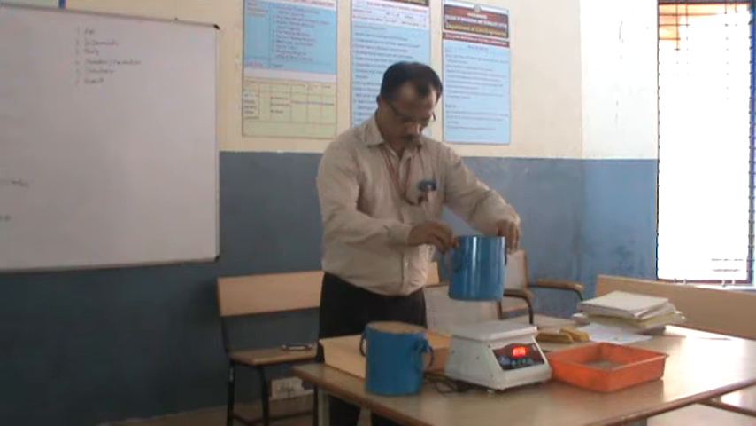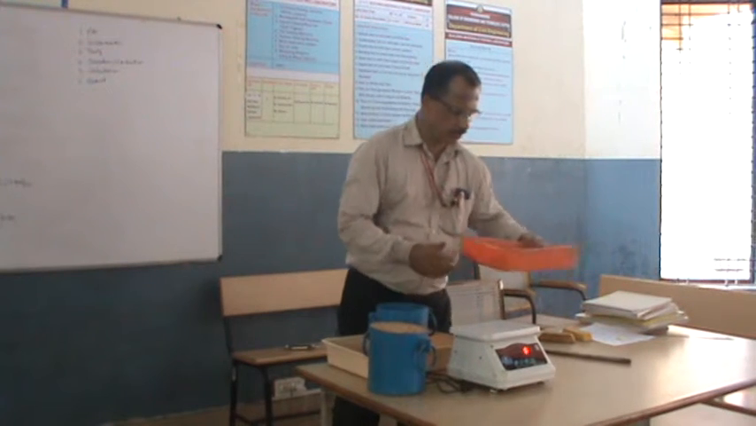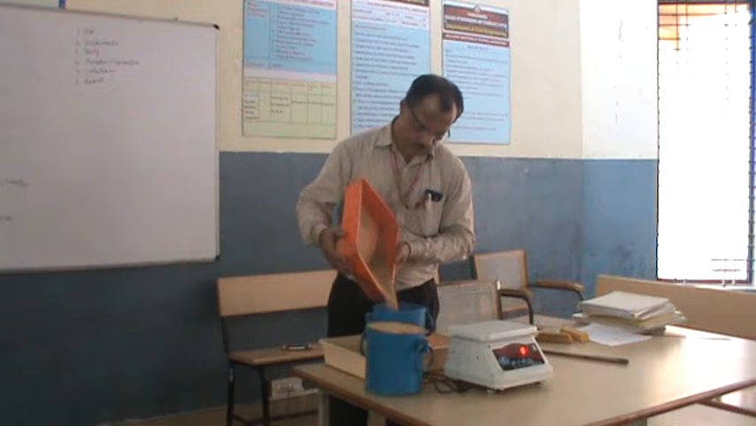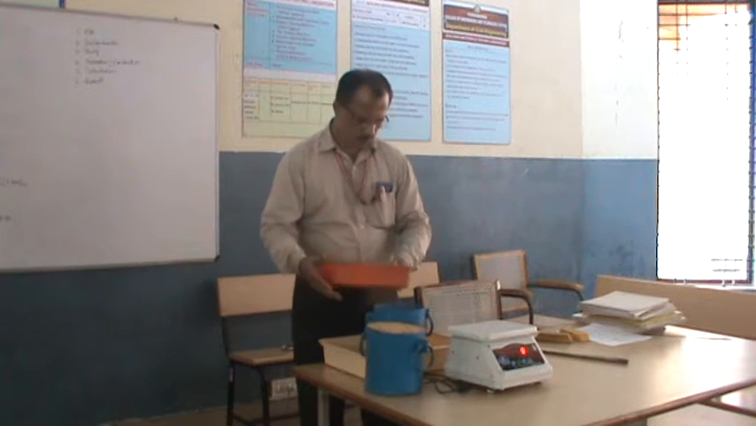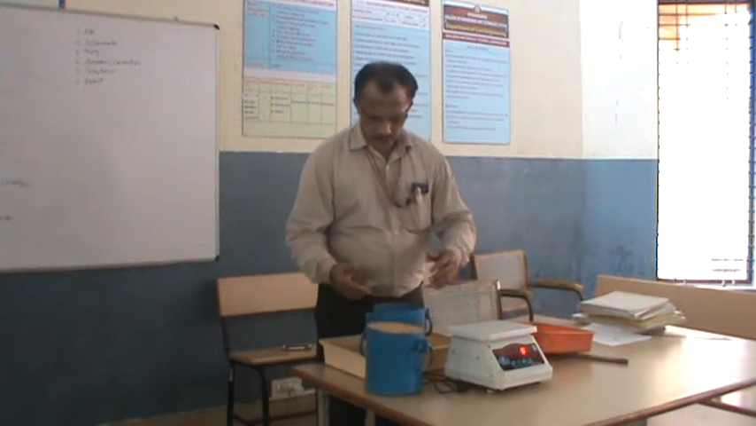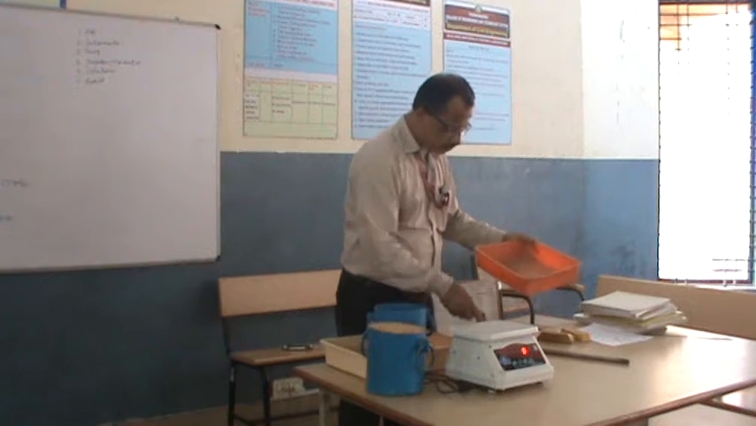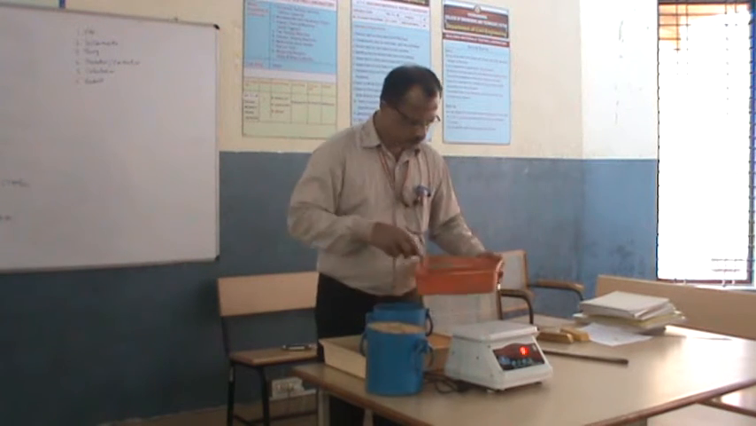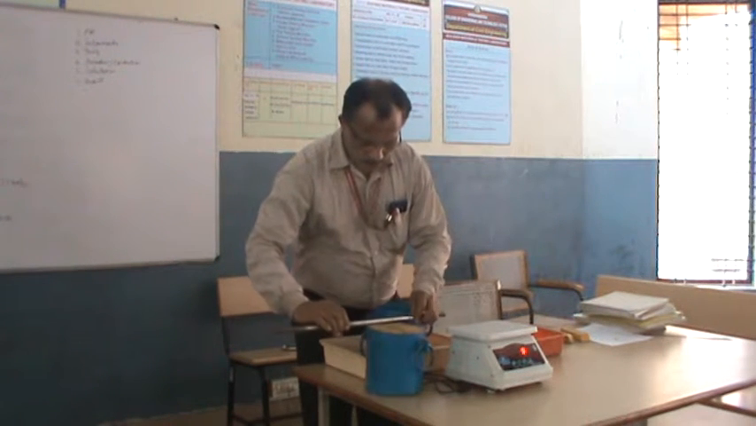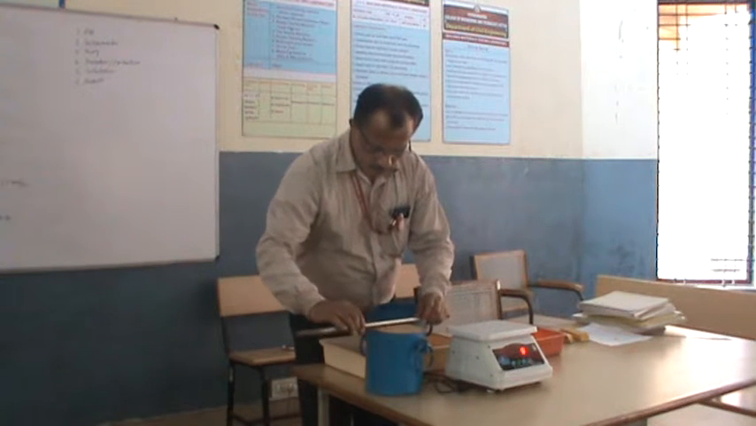Next, for the loose state, the sand is filled in the cylinder with free fall like this. It is filled full, and I have a cylinder filled with loose sand to the top level. The top surface should be leveled, and if excess sand is there at the top, it is removed, or the surface is leveled by using a tamping rod.